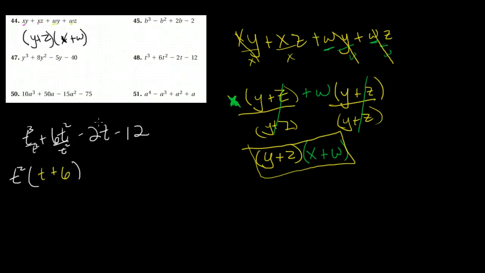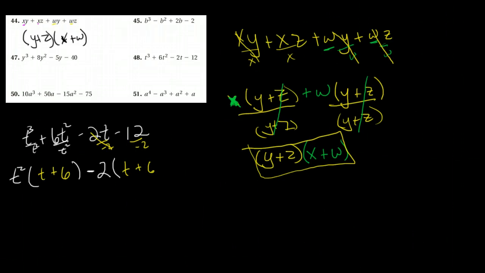Okay. Well, in my second group, I have a negative 2t and a negative 12. Both of them are negative, so I can divide out a negative, and they're both even, so I can divide it by a 2. And when I do that, I'm left with, let's divide that by negative 2, divide that by negative 2, I'm left with a t plus, negative divided by a negative is a positive, 12 divided by 2 is 6.